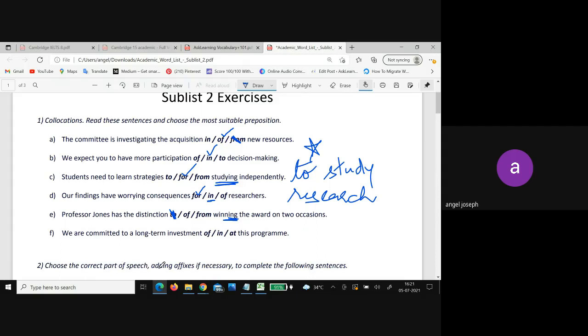Professor Jones has the distinction of winning the award on two occasions. Anyone who wants to guess? Like I said, don't worry if your answers are wrong. Ashwati, you want to try? Professor Jones had the distinction from... From is not the answer. It is "of winning".